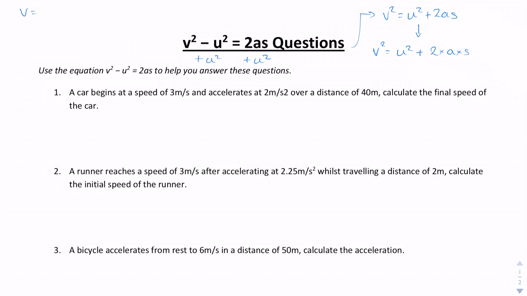where v equals final velocity, u is equal to initial velocity, a is acceleration, and s is distance.